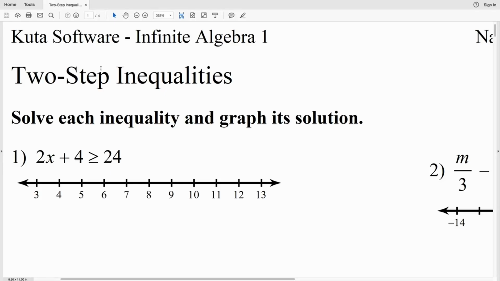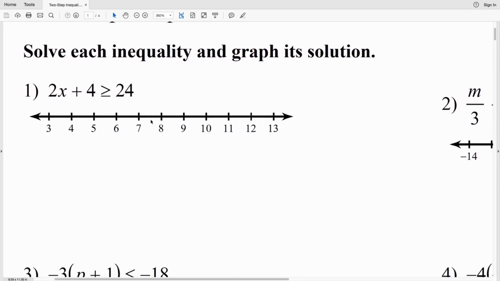In this video, we're going to start the Kuta Software Infinite Algebra 1 worksheet, two-step inequalities. I'm going to split this up into 3 different videos, doing 8 problems in each video. Our instructions are to solve each inequality and graph its solution.